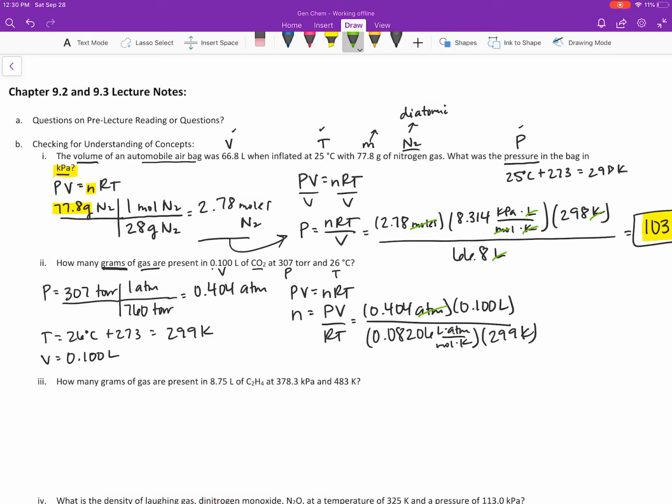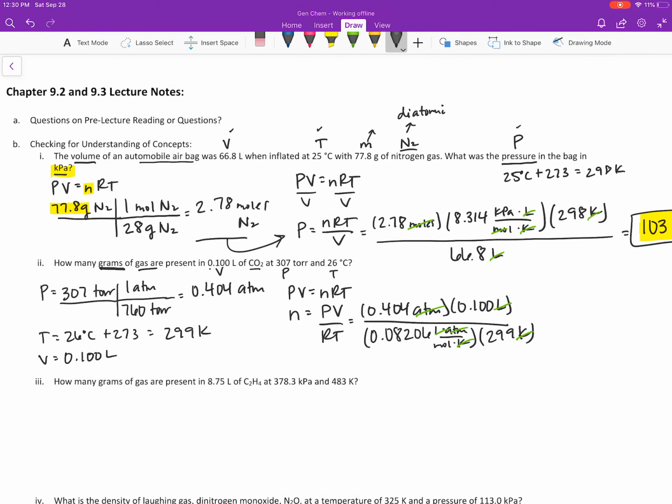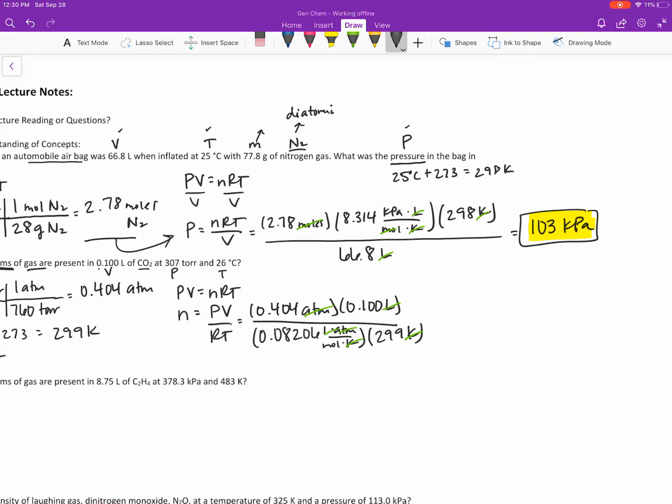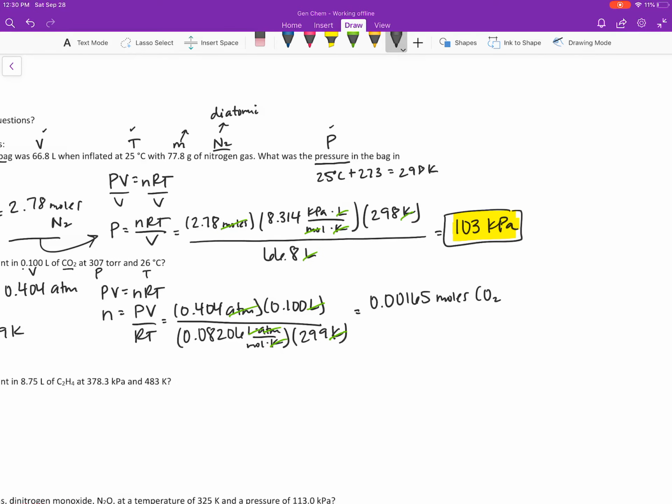So now for units, I always like to make sure that these are canceling out, which will leave me with moles. It doesn't matter that it's in the denominator, because now it's going to become the numerator when I divide out the problem. So this is going to give me 0.001605 moles of carbon dioxide. But that doesn't answer my question.